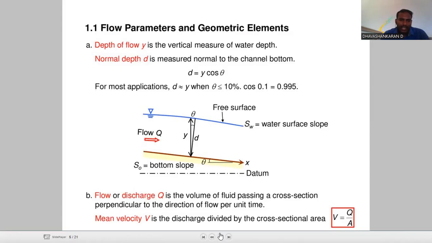Flow or discharge, which is calculated as Q, is the volume of fluid passing a cross section perpendicular to the direction of flow per unit time. Here, the mean velocity V is the discharge divided by the cross-sectional area, V equal to Q divided by A. So the general equation for discharge is Q equal to A into V.